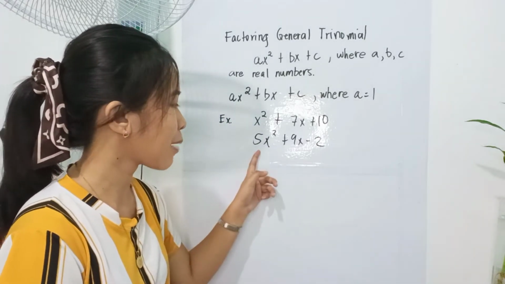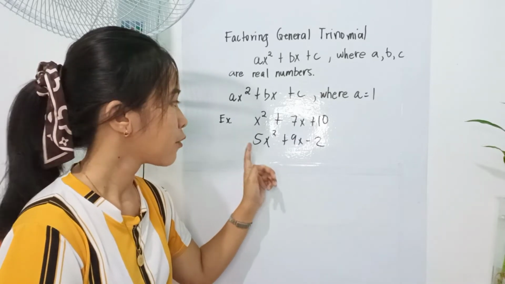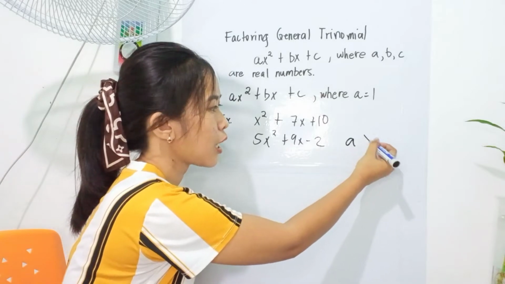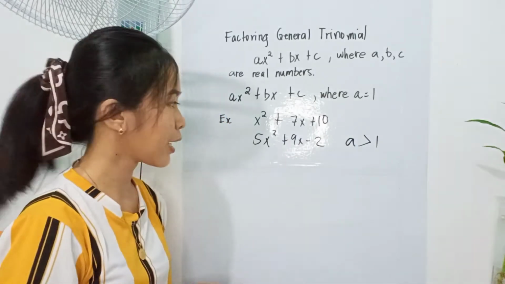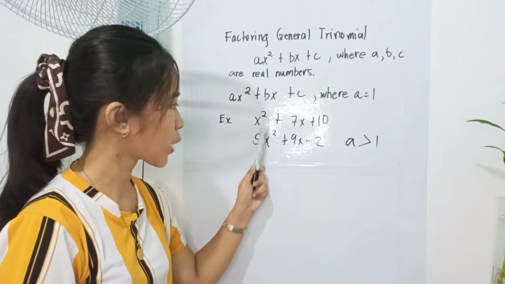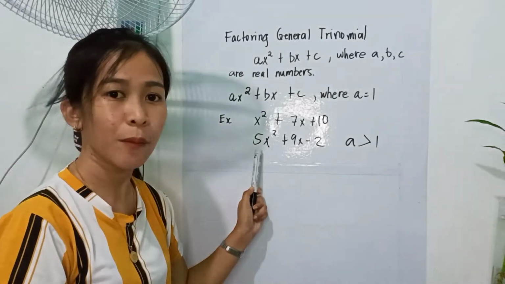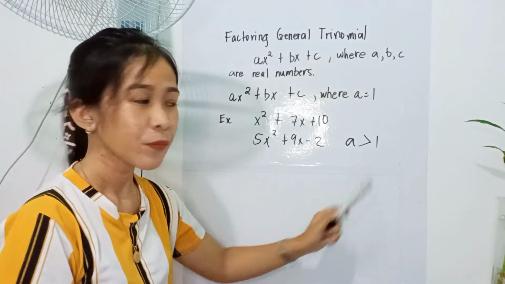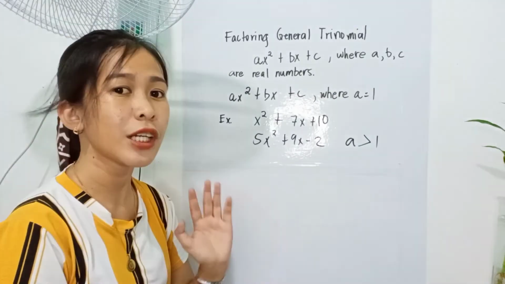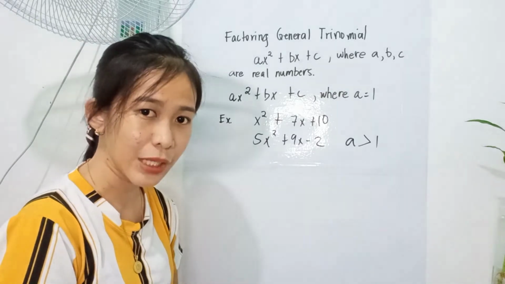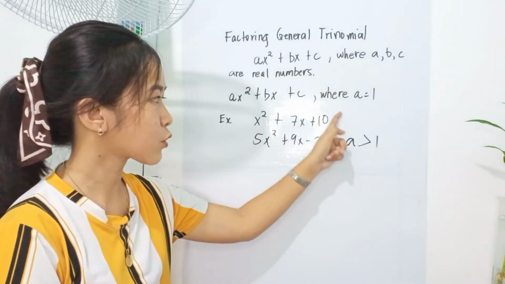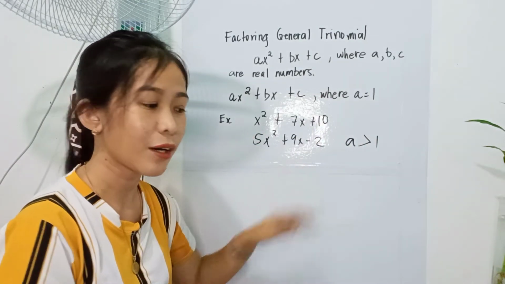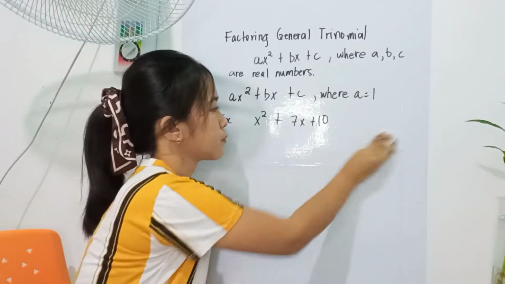And ito naman ang example ng general trinomial, 5x squared plus 9x minus 2, where a is greater than 1. Okay, and ito yan. Kasi as you can see, meron tayong real number na 5 dito. So, a is greater than 1. Right? And ngayon nga is we're gonna focus on factoring general trinomial where a is equal to 1. Pero, magagawa din po ako ng tutorials all about this one. Okay? So, erase ko lang.